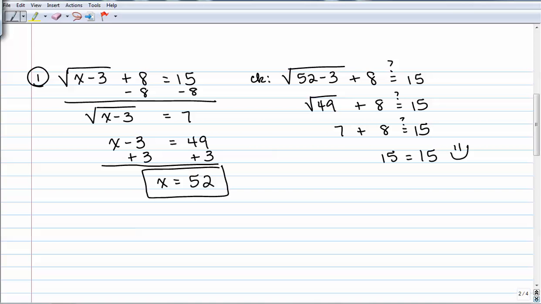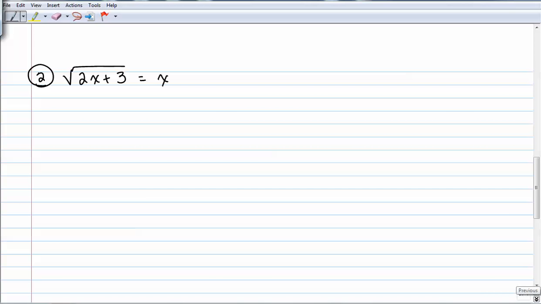Let's take a look at a second example. The square root of 2x plus 3 equals x. My radical is already isolated. There's nothing being added on the left-hand side to my radical, so I square both sides. When I square the left-hand side, I get 2x plus 3, and when I square the right-hand side, I get x squared.